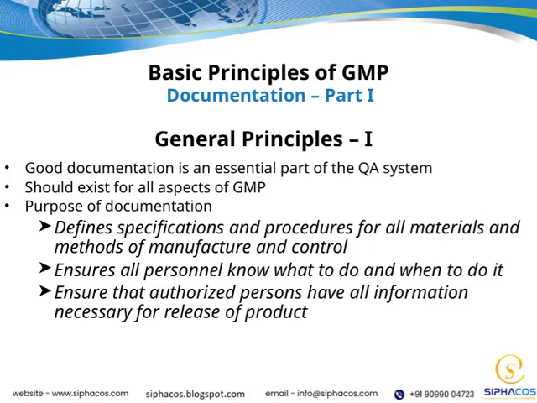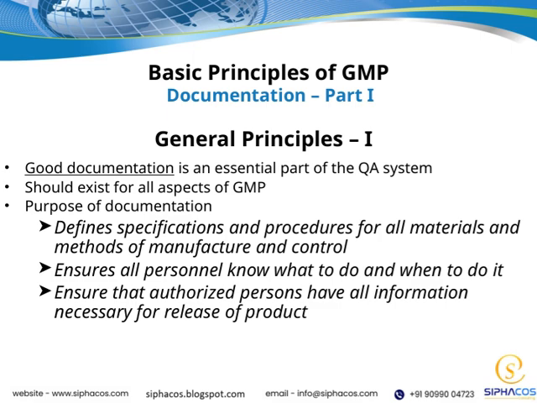Good documentation is absolutely essential in our quality assurance system. It should be in place for all aspects of good manufacturing practice, or GMP. The main purpose of this documentation is to clearly define the specifications and procedures for all materials and methods we use in manufacturing and control processes. This helps ensure consistency and quality across the board.